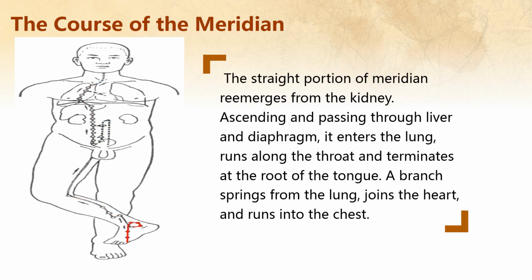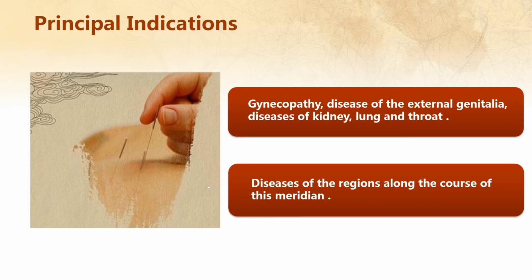The straight portion of meridian re-emerges from the kidney, ascending and passing through liver and the diaphragm. It enters the lung, runs along the throat and terminates at the root of tongue. A branch emerges from the lung, joins the heart, and runs into the chest. The course of the meridian has been learned.